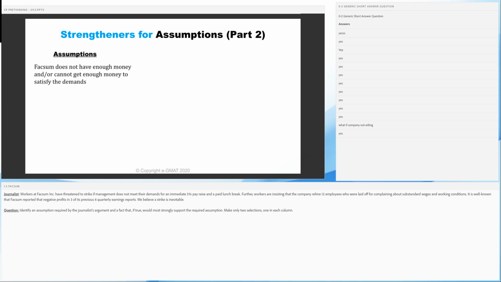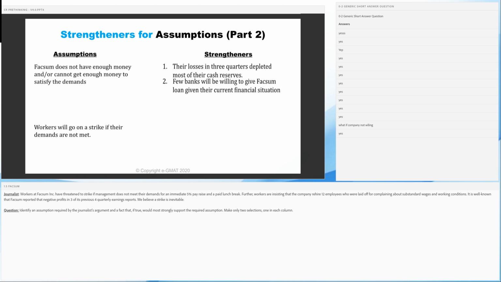Faxum does not have enough money or cannot get enough money to satisfy the demand. What would strengthen this assumption? Remember, the second part of the question is you've got to strengthen that assumption. What would strengthen it is if we know that most of their cash reserves are gone, or if we know that banks are not willing to give money to Faxum, or if the current cash reserves are so low that they can barely meet their current expenses, forget about the increased expenses because of the demand.